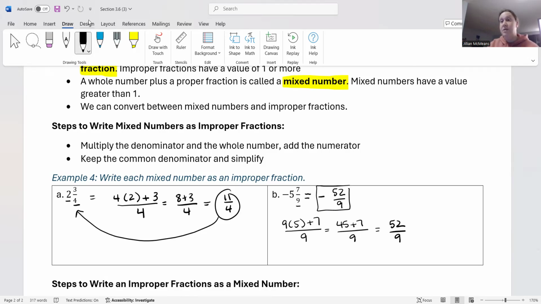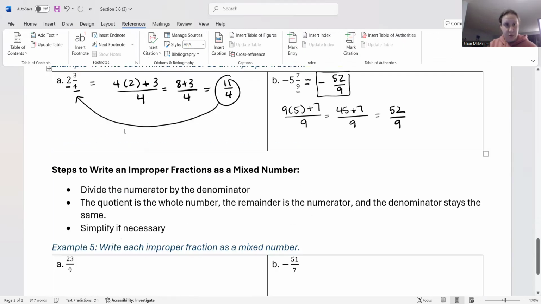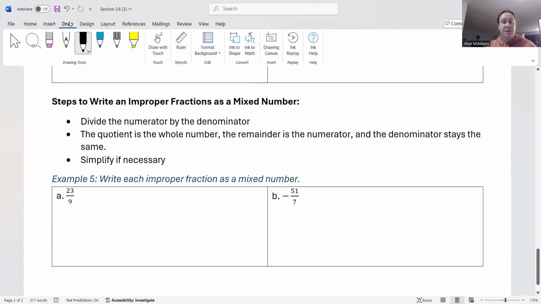Now let's do the reverse. Next up, we have the steps to write an improper fraction as a mixed number. You divide the numerator by the denominator, and we end up setting it up as long division. The quotient, when you divide, becomes the whole number. The remainder becomes the numerator, and the denominator stays the same. Simplify if you need to. Let me show you what this looks like.